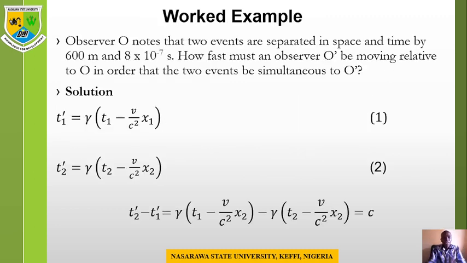So let's take an example for us to better appreciate that. Observer O notes that two events are separated in space and time by 600 meters and 8 times 10 to the power of minus 7 seconds. How fast must an observer at O prime be moving relative to O in order that the two events be simultaneous to O prime?